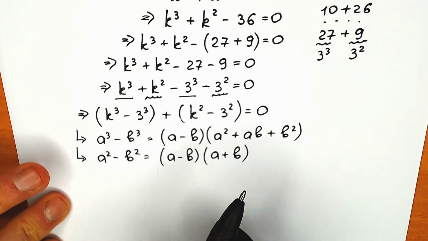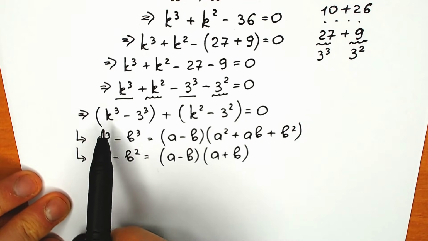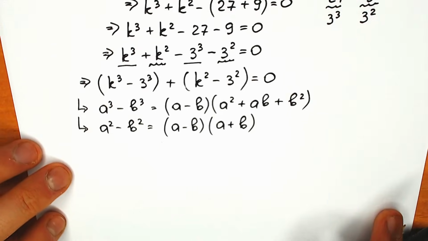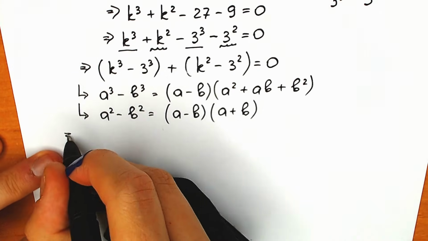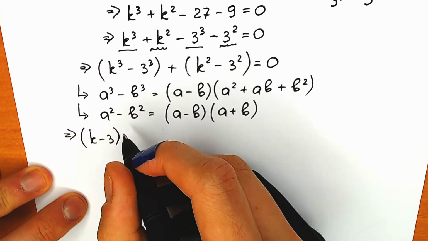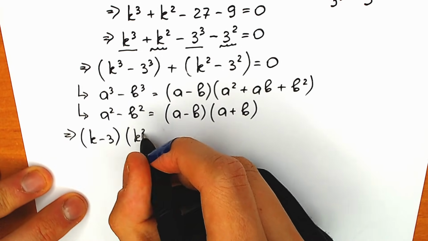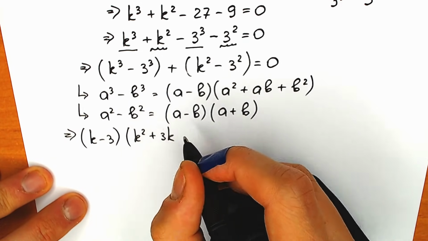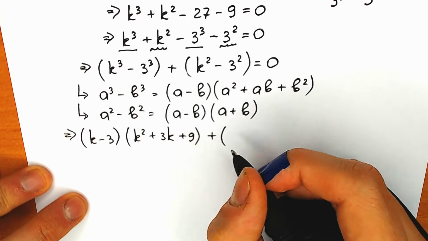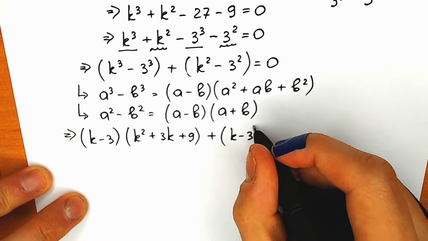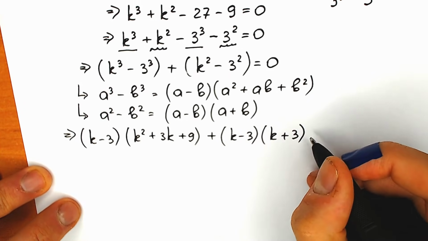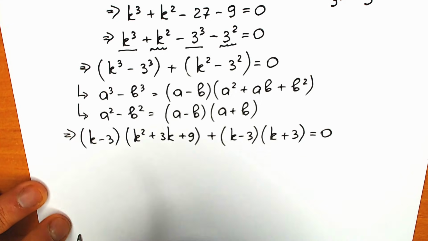Okay, these are our formulas, and right now let's apply the first formula, the difference of cubes, and the second one, the difference of squares. First of all, the difference of cubes: k minus 3 times k square plus 3k plus 9. This is our first expression. Then we have plus k minus 3 times k plus 3, equal to 0. Really great.